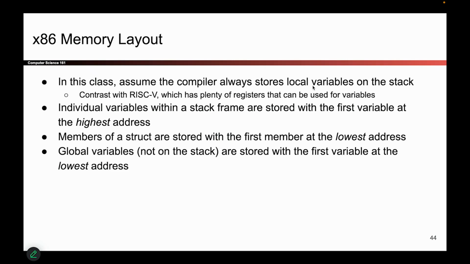So we'll assume local variables show up on the stack. You could put them in registers too. We will assume that they're on the stack. We'll see that when you declare variables, we're going to order them with the first variable at the highest address. When we have a struct, the first member is at the lowest address, and for global variables, the first variable is at the lowest address. So you're going to see these as we go through the class, so you don't have to memorize them. But they're just assumptions that we make so that when we draw x86 diagrams, we're all using the same assumptions.